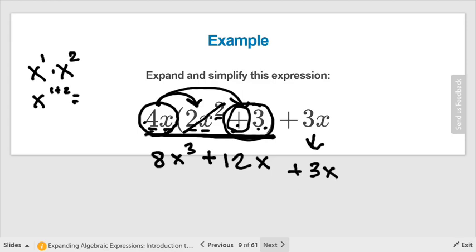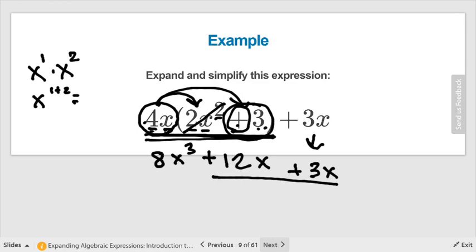X times no more x's just stays x. Now that I've done all the steps, the parentheses are gone. But am I done with this problem? No. Why not? Still got stuff outside the bracket. There you go. If you look at these two pieces, what do you notice about them? 12x and 3x. Like terms. They're like terms, exactly. They're both x terms.